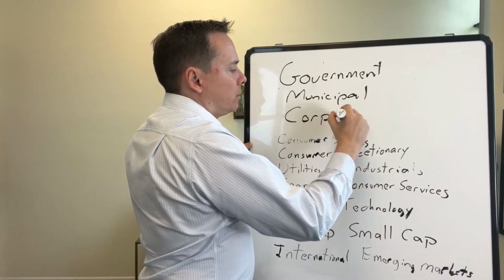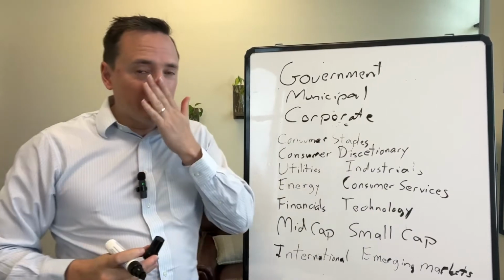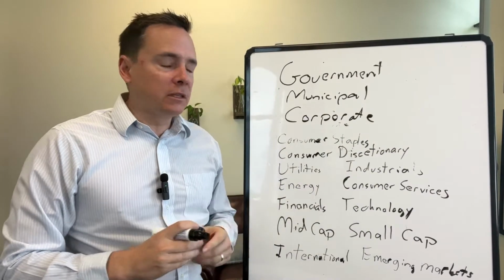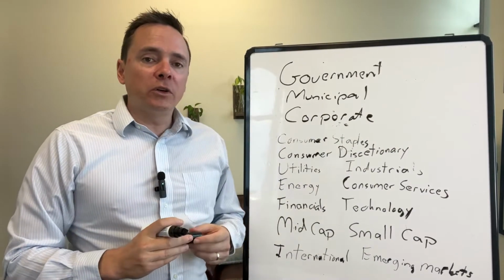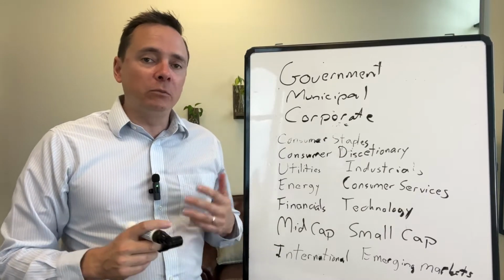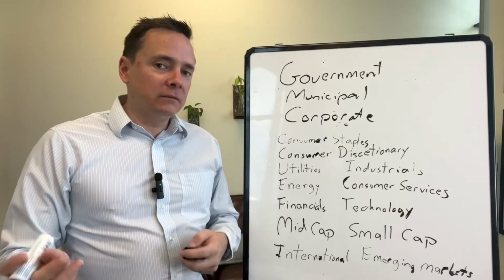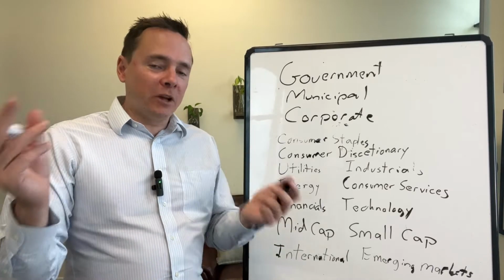Now, government bonds would be where you're loaning money to the federal government, to a government agency. Municipal bonds are where you're investing into a municipality. Let's say a municipality is building a new bridge. They would ask for money from the public. You're the bank. We talked about this before.